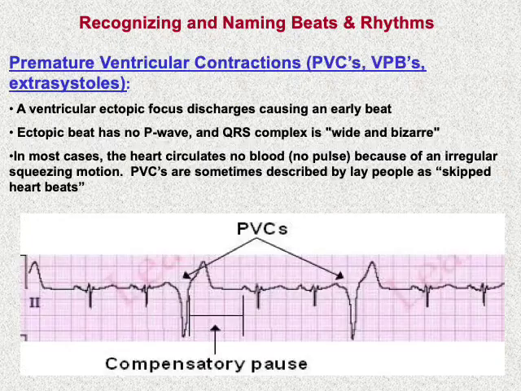The second thing is premature ventricular contraction. So we have here an ectopic focus from the ventricle, which discharges before the next sinus beat, so it is early. We don't see a P wave before this beat, and this beat is very wide, let's say more than 3 small squares. So it's coming from the ventricle. So we have a wide bizarre QRS complex and absence of P wave.